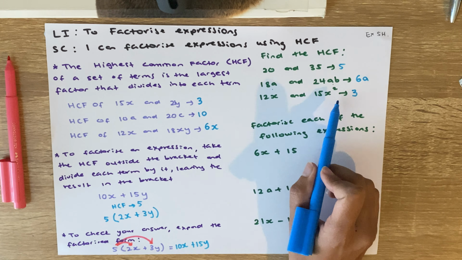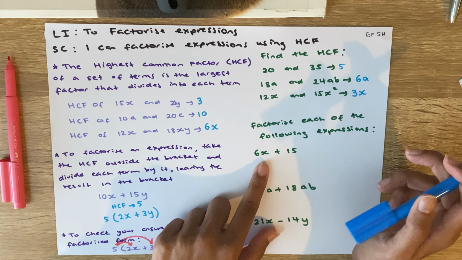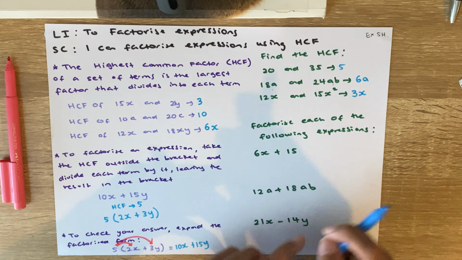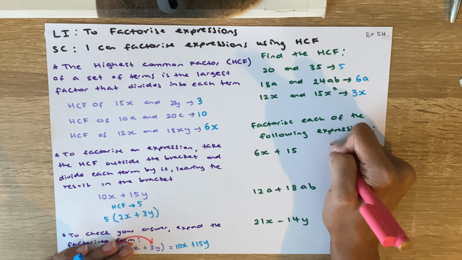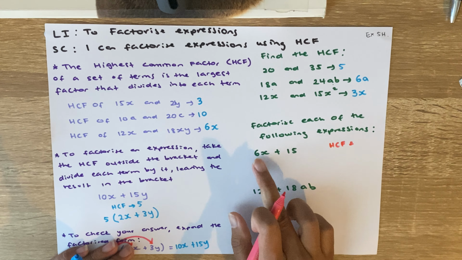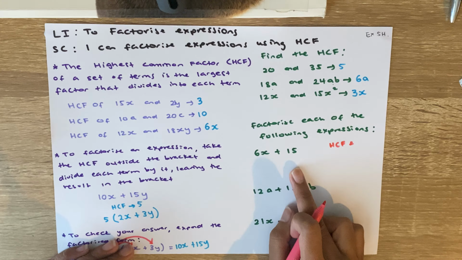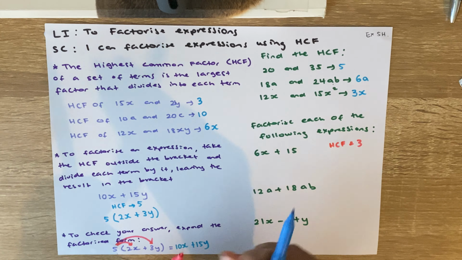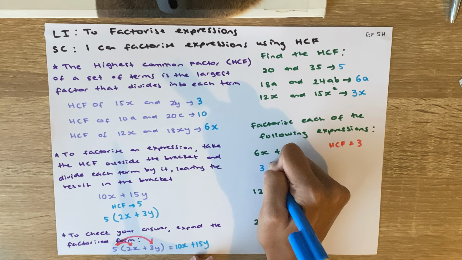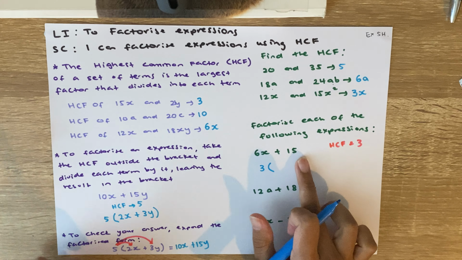This process of identifying the highest common factor is basically step 1 in factorizing an expression. Whenever we do these kinds of questions, the first thing we do is figure out what the highest common factor is. So we'll start with this one: 6x plus 15. What is my highest common factor? It's the number that goes into both 6x and 15, and that is, of course, the number 3. That number 3 is step number 1, going outside of my bracket. And I'm going to look at my two terms separately.